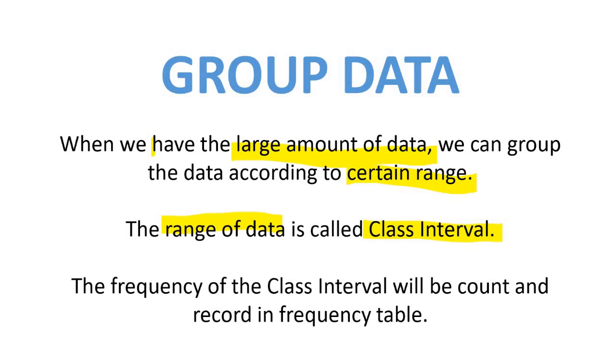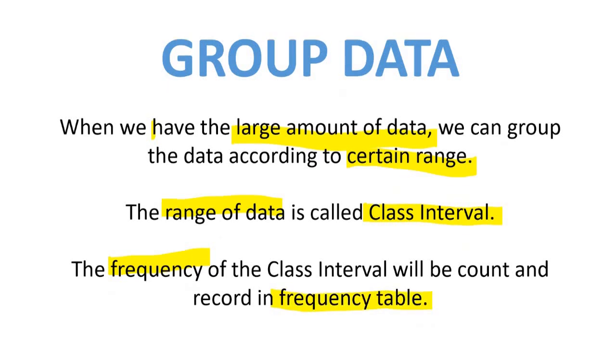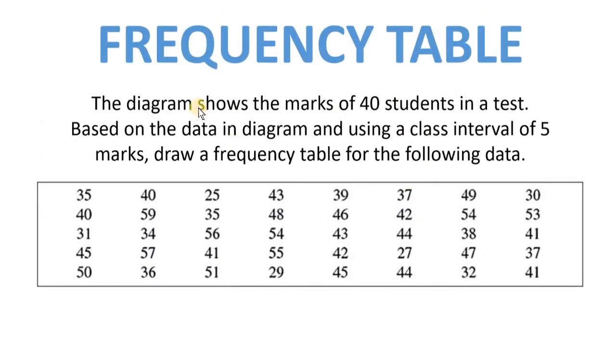Then the frequency of each class interval we count and record in the frequency table. Okay, this is just an explanation. Now for example, I give you a set of data, something like what I have here. These are the marks for 40 students.